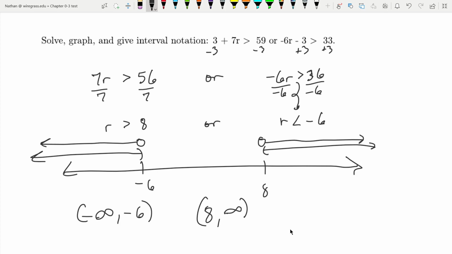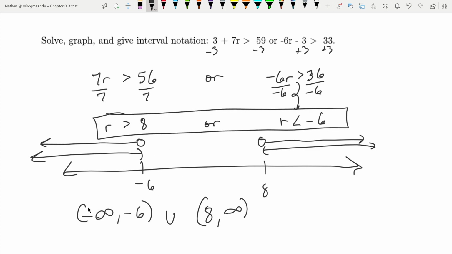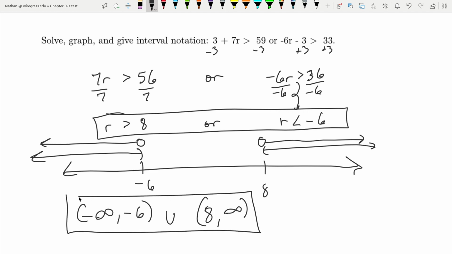And the way we write this interval notation is we write the union between them. We're combining these two sets into one set completely, and that requires the union symbol. They're disjoint sets, so you can't combine them into one interval. You have to write them as two things. So we have our solution here. We have the graph here, and this is our interval notation.